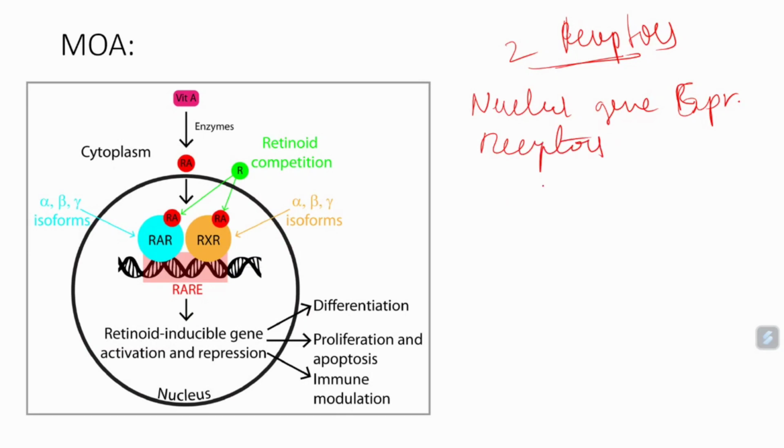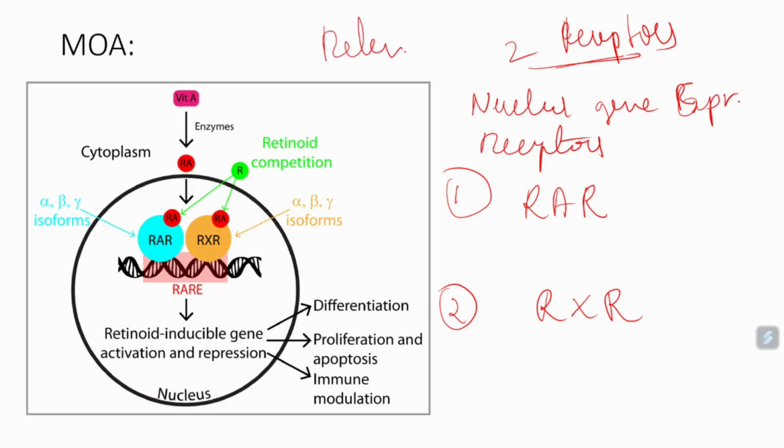And in nuclear receptors, we have two types. Number one is the retinoic acid receptor, RAR, and the second one is the retinoic X receptor. So we have two types of nuclear gene expression receptors on which retinoids will act. Number one is retinoic acid receptor, and number two is retinoic X receptor.